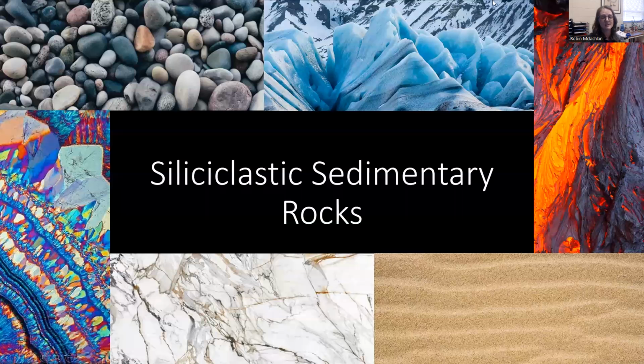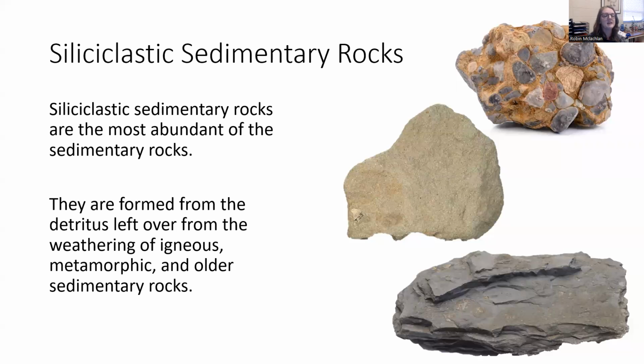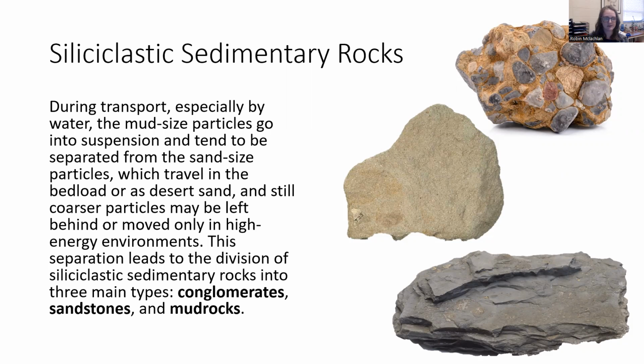But first, let's focus on those siliciclastic sedimentary rocks. Okay. These are the most abundant sedimentary rocks, which makes sense, right? Because remember, they are just formed from the weathered material of other rocks. They're formed from the detritus left over from the weathering of all other rocks, being igneous, metamorphic, sedimentary. All other rocks can weather and then form into siliciclastic sedimentary rocks.